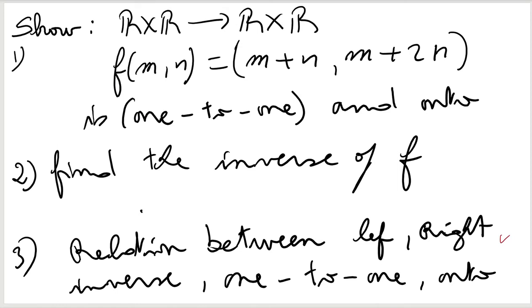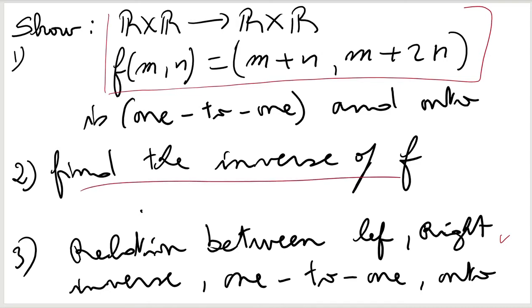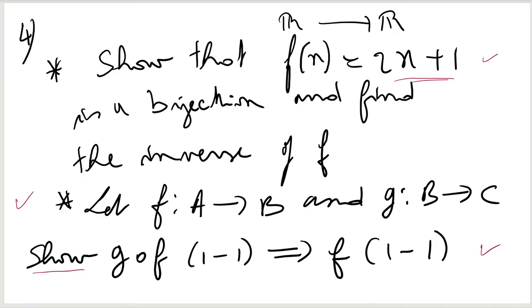So first, we are going to try to show that this function, described as follows, is a one-to-one function and onto. And also we're going to find the inverse of that function, and we are also going to try to find the relationship between left inverse and right inverse of a function, and also between onto and one-to-one functions. So we are going to cover this, and then we are also going to try to show one example with just one single real number.